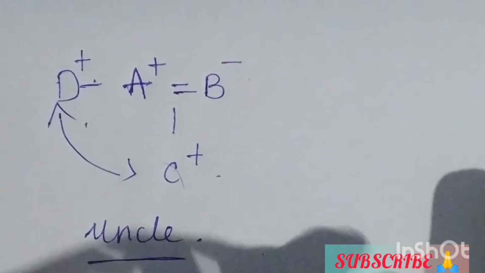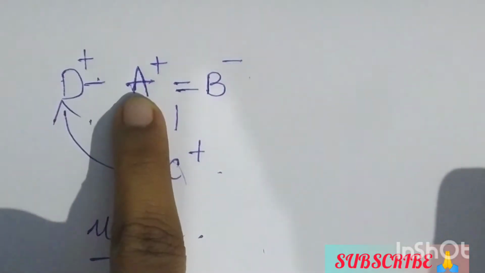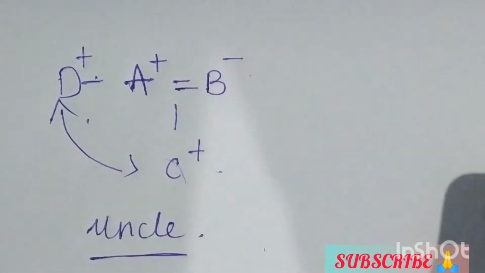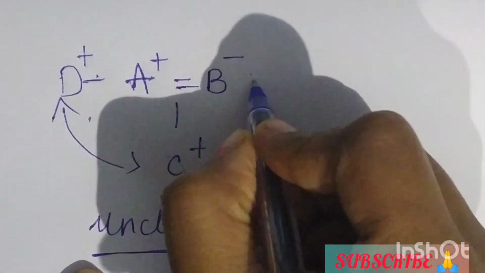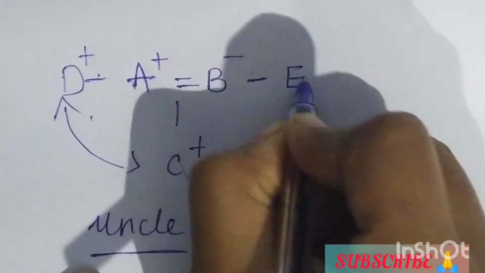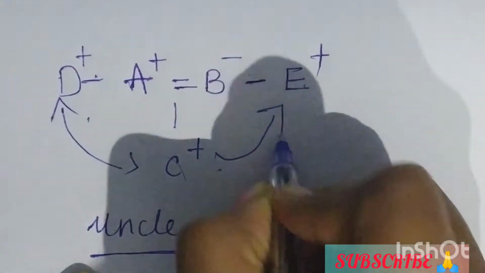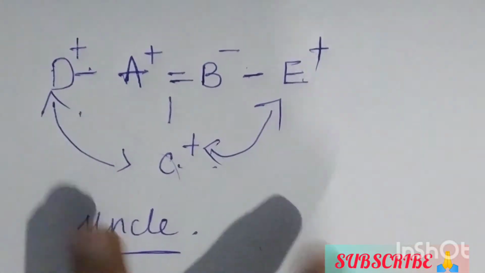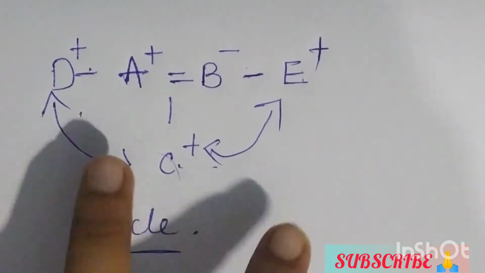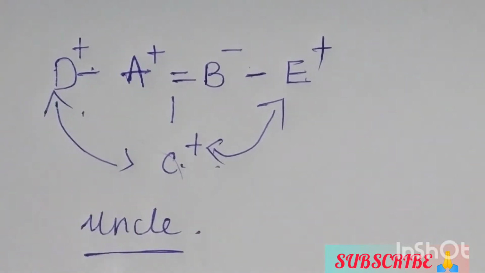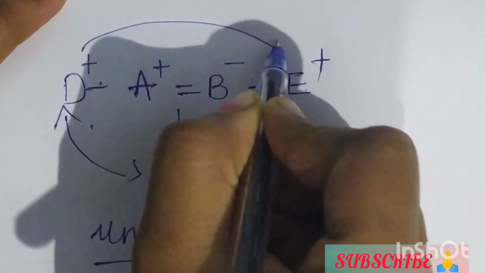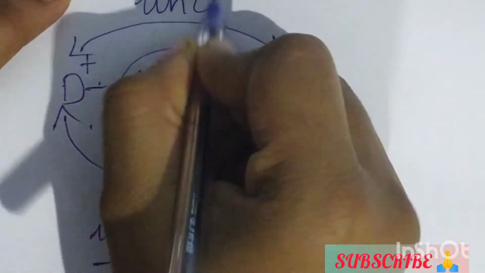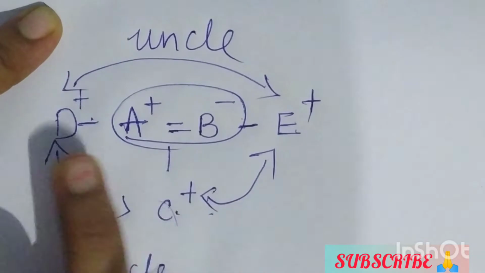Now what is uncle? Father's brother is uncle for C. And also mother's brother is also known as uncle for C. So on both sides, the brothers are known as uncle. We call it uncle. So basically, parents' brothers are known as uncle. Brothers of parents are known as uncle.